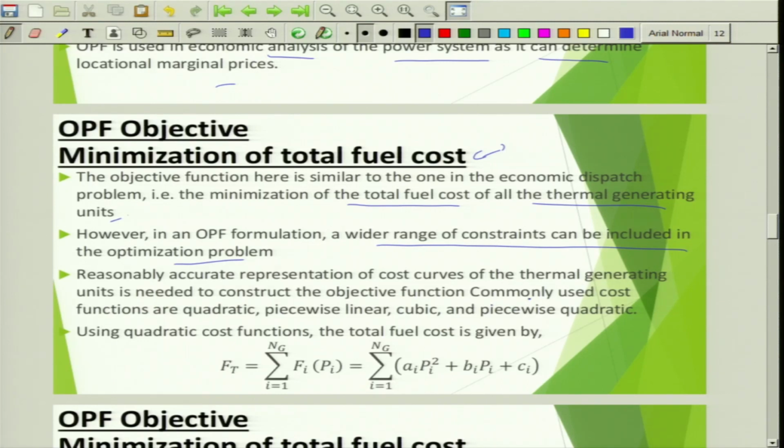Commonly used cost functions are quadratic, piecewise linear, cubic, and piecewise quadratic. You understand what I mean by piecewise quadratic? Like there is a quadratic function, then you divide it into piecewise linear functions, right. So you have different sorts of characteristic curves, you consider all of them, also consider constraints.